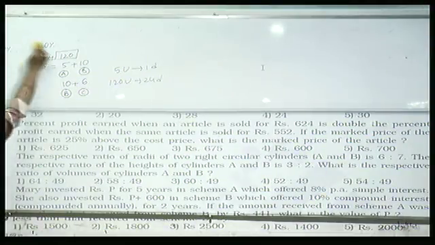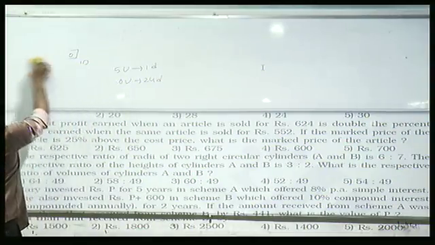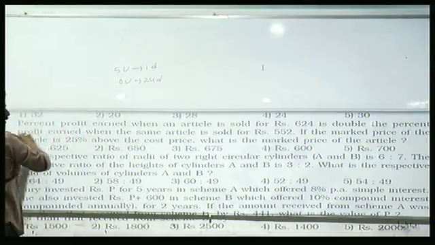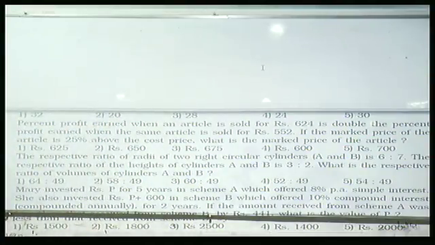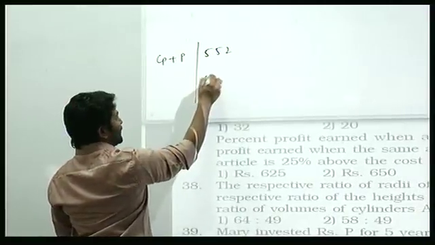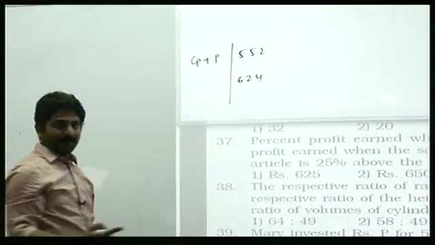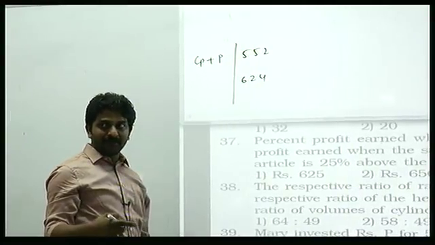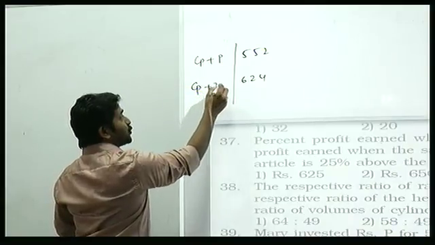The percent of profit earned when the article is sold for 624 rupees is double the profit when the same article is sold for 552. See, in 552 you are getting some profit. So that will be cost price plus some profit. When you sell it for 624, you are getting double the profit. If profit percent is double, profit will also be double, right? So in that case you are getting cost price plus 2 profit.